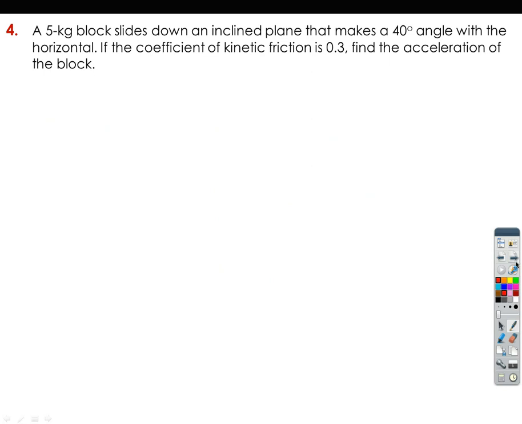Number 4, it's similar. What's the only difference? Well, actually, it's not really similar. In here, we have a 5 kilogram block that slides down an inclined plane that makes a 40-degree angle with the horizontal. If the coefficient of kinetic friction is 0.3, find the acceleration of the block. If you're given that, it means that you don't have a frictionless surface. There is a friction acting on your mass.